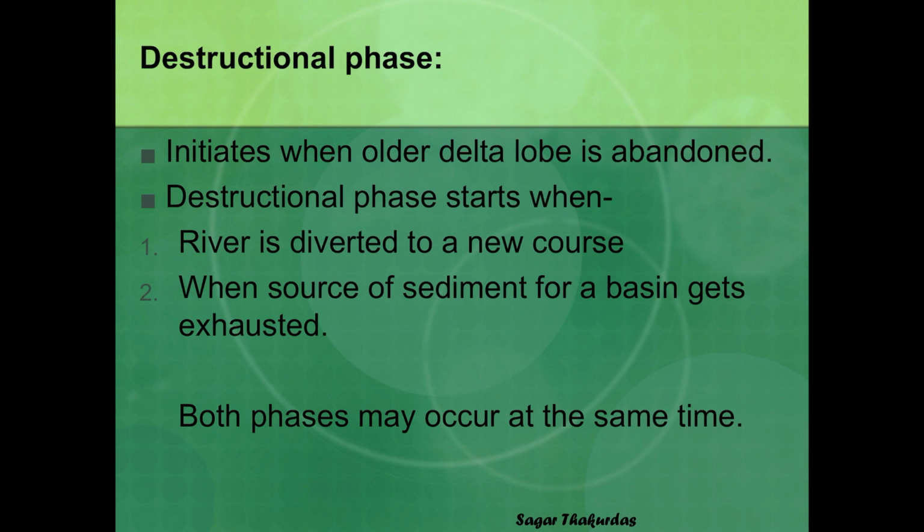As I have told you previously, both these phases may occur at the same time. One lobe may undergo construction and another lobe may undergo destruction, or these two phases may alternate with each other in the life of a delta.